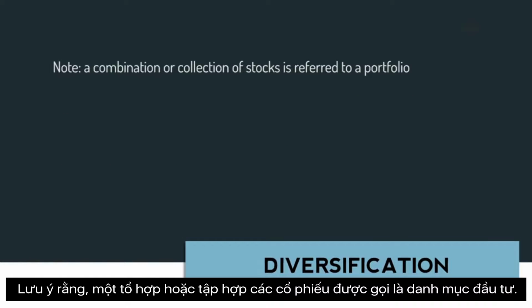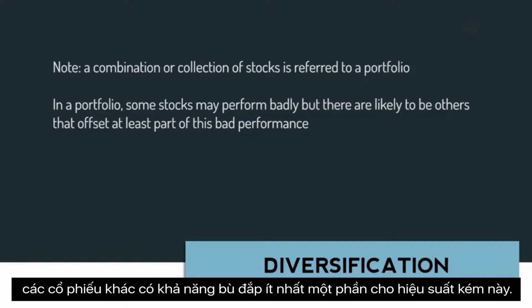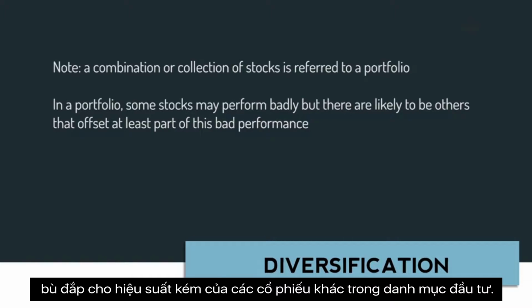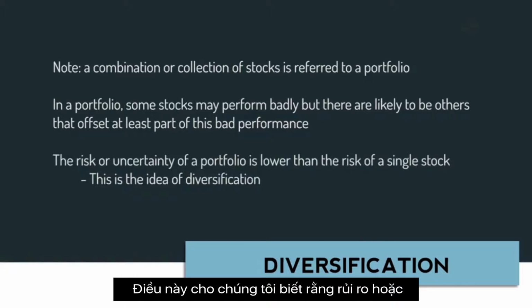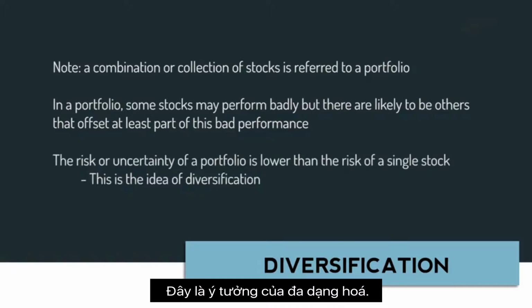Note, a combination or collection of stocks is referred to as a portfolio. In a portfolio, there may be some stocks that perform badly, but there are likely other stocks that offset at least part of this bad performance. Conversely, the good performance of some stocks may be offset by the bad performance of other stocks in the portfolio. This tells us that the risk or uncertainty of a portfolio is likely to be far lower than the risk of a single stock. This is the idea of diversification.